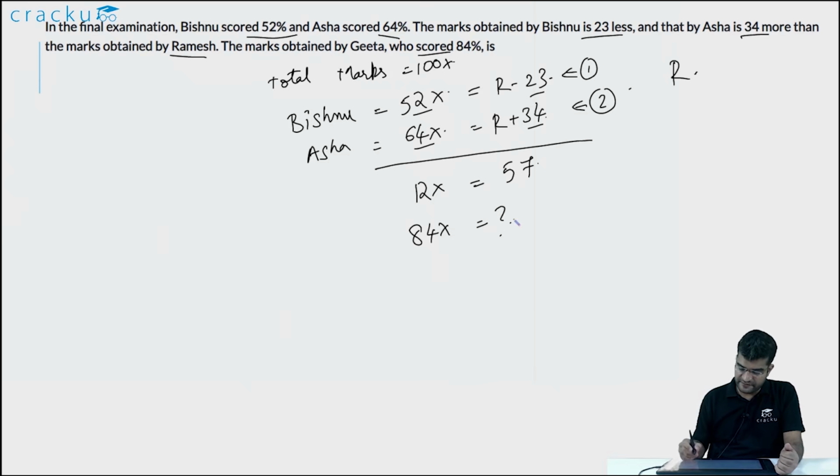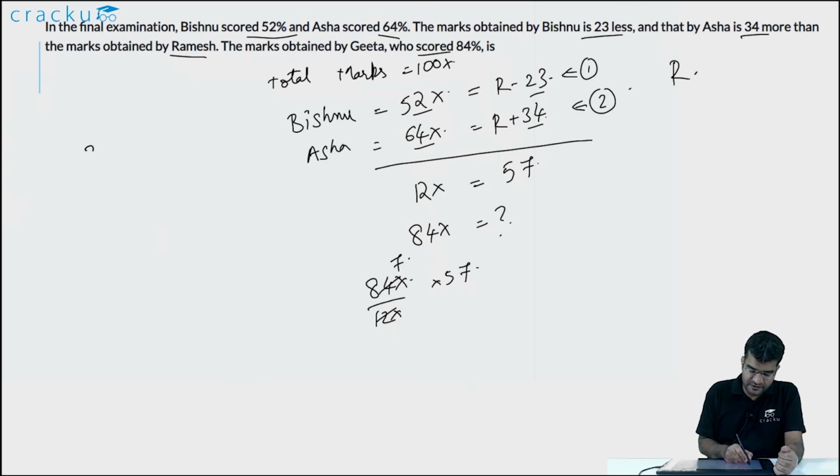To calculate the value of 84x, we'll have to just cross multiply. So 84x will equal 84x divided by 12x into 57. 84x by 12x is equal to 7. So the answer will be 57 into 7, which is equal to 399.